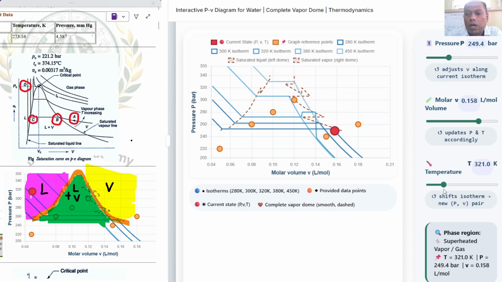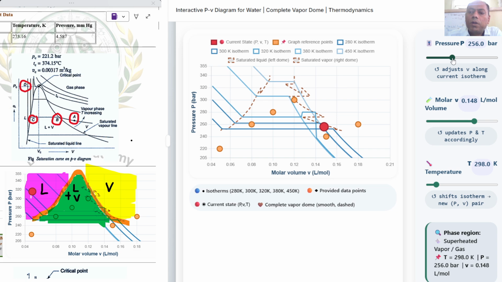Let's suppose here I have set it. At point A we have gas in a cylinder. Now what you have to do is start compressing the gas inside the cylinder by increasing the pressure. As you increase the pressure, it moves from A to B. Earlier it was at point A, and now it has increased and reached point B.